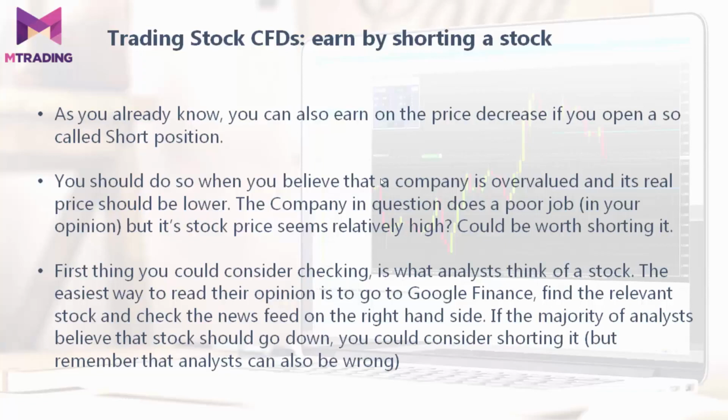First thing you could consider checking is what analysts think of a stock. The easiest way to read their opinion is to go to Google Finance, find the relevant stock, and check the newsfeed on the right-hand side. If the majority of analysts believe that the stock should go down, you could consider shorting it. But remember that analysts can also be wrong, so make sure you make up your own mind.